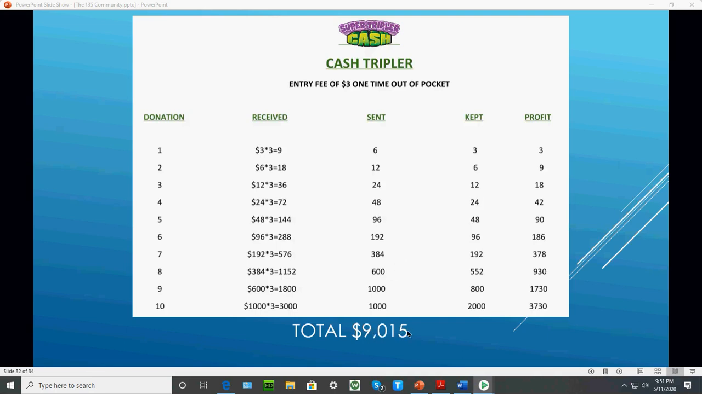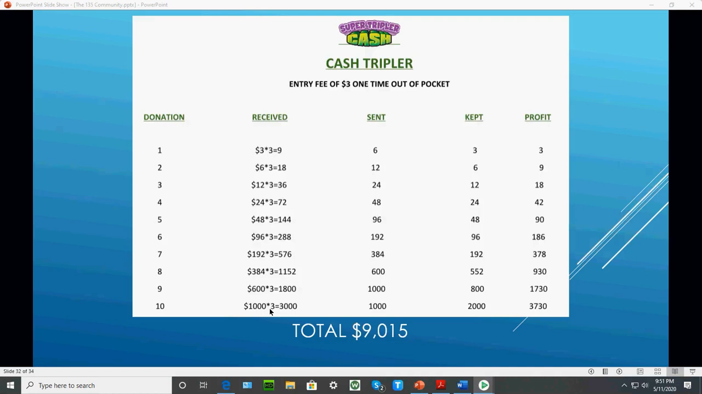That takes you up to $9,015 to this point. Honesty and integrity is the key. Being committed to getting rid of debt and wiping out poverty. That's the mission. And staying disciplined to this process.